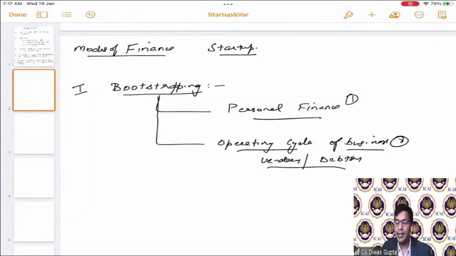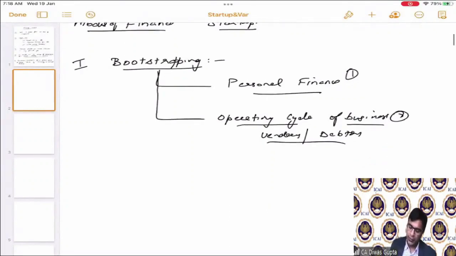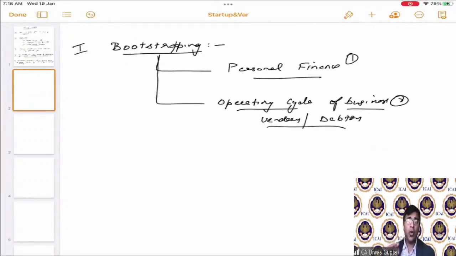Correct? Similarly, if we go and discuss with our debtors or vendors, for example, a new startup will go and discuss with its suppliers, asking whether they can give a certain amount of goods on credit for 90 days or 60 days, saying I will pay you once I am able to realize the money. That is called the operating cycle of the business, and this form of finance is also called bootstrapping. Correct? So these are the two broad categories.